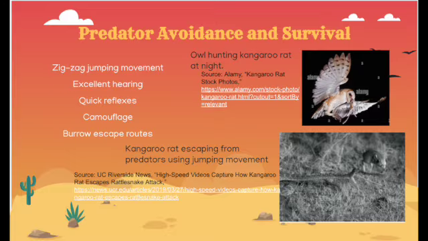This demonstrates predator-prey interactions and natural selection because individuals with faster reflexes and better movement are more likely to survive and pass those traits to offspring. These predator avoidance adaptations increase fitness because organisms that escape predators are more likely to survive and reproduce.